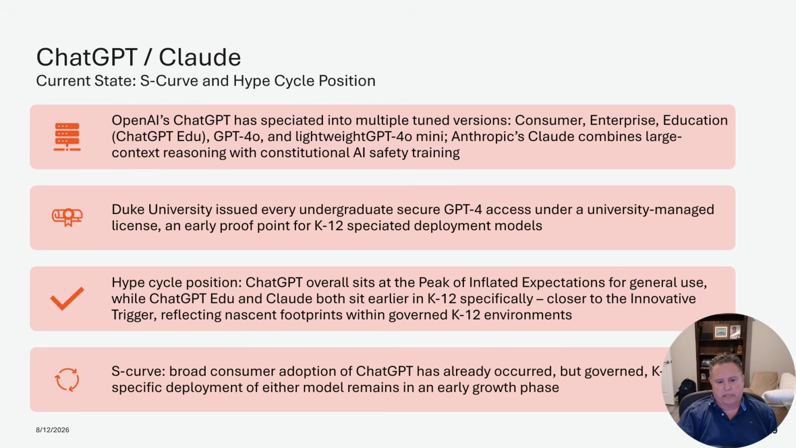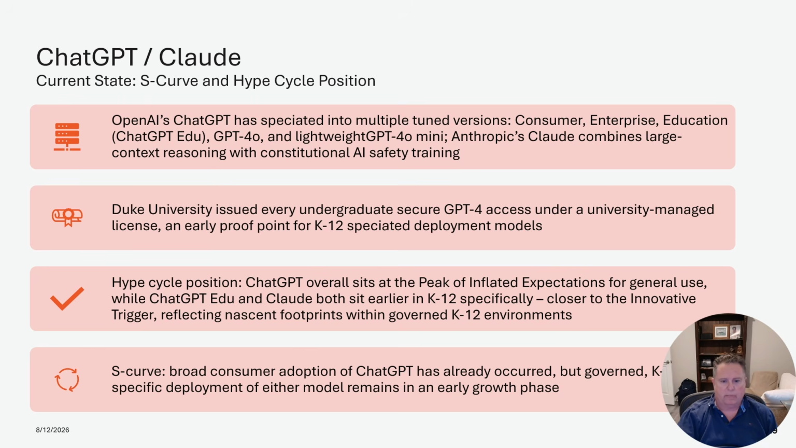Duke University, for example, issued every undergraduate secure ChatGPT 4 access under a university-managed license, an early proof point for K through 12 speciated deployment models.